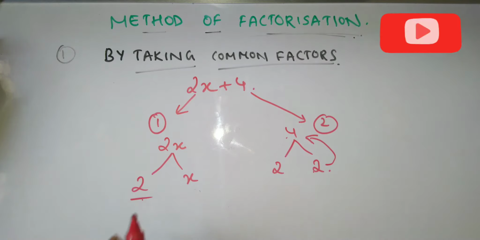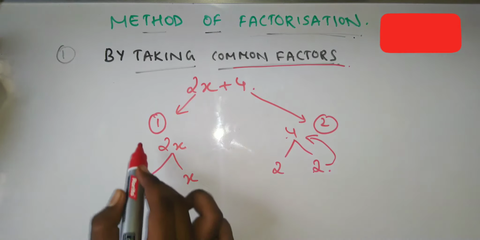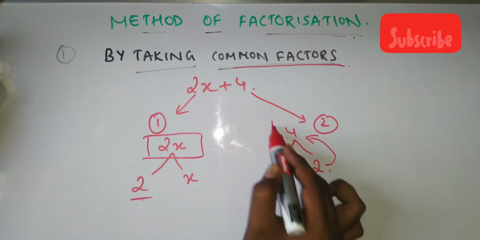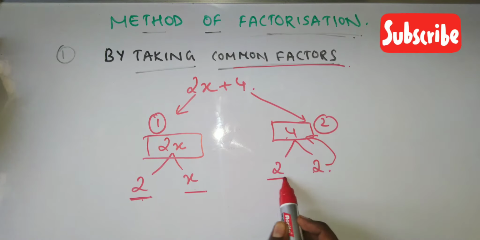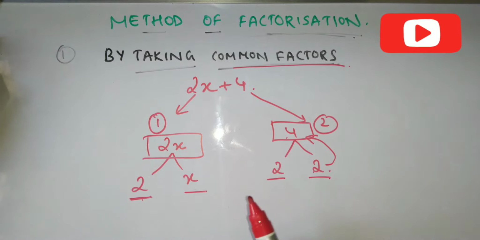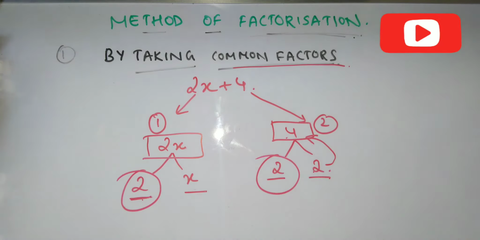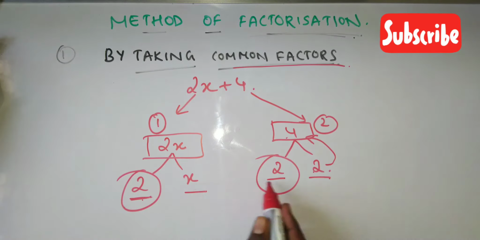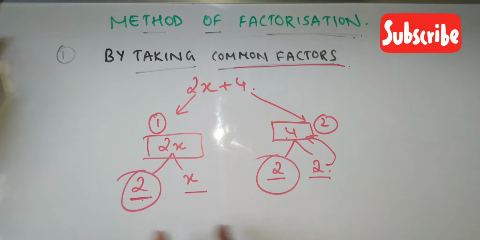Now in this you have to see what the common factors are. The first step in this method is to find the terms. Then you have to factorize, that is, find the factors. 2x will have factors 2 and x. 4 will have factors 2 and 2. So what is the common factor? You can see 2 is the common factor here. x is not the common factor. Remember, only the 2 from here and the 2 from here is the common factor.